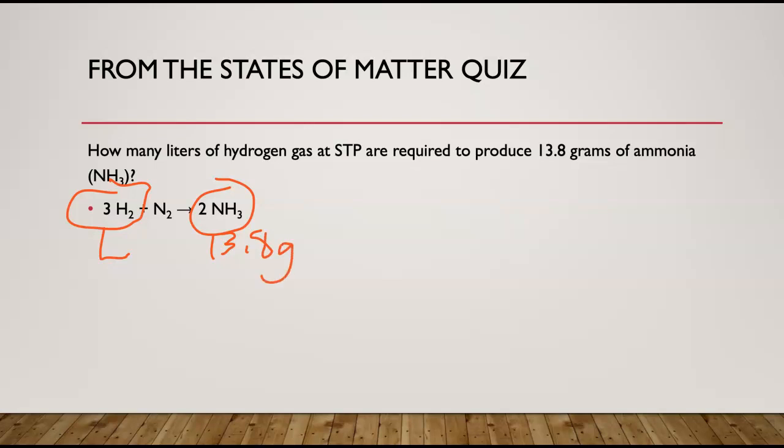And so the first thing I'm going to need to do is convert these grams to moles of ammonia. Then I can use my balanced equation to see that 2 moles of ammonia equals 3 moles of hydrogen, because then I can go to my moles of hydrogen. Once I get moles of hydrogen, I can go to liters of hydrogen at STP, because I know that at standard temperature and pressure, 1 mole of any gas is 22.4 liters. So I kind of have to plan out what I'm going to do first and then start doing it.